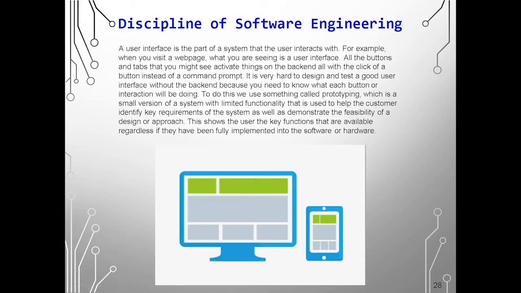User interfaces was part of the 7 keys that we talked about earlier. A user interface is part of a system that the user interacts with. For example, if you visit a website, basically everything you see on that home page is part of the user interface. All the buttons and tabs that you might see all activate things on the back end of the code, all with a click of a button, instead of having to interact with a command prompt.